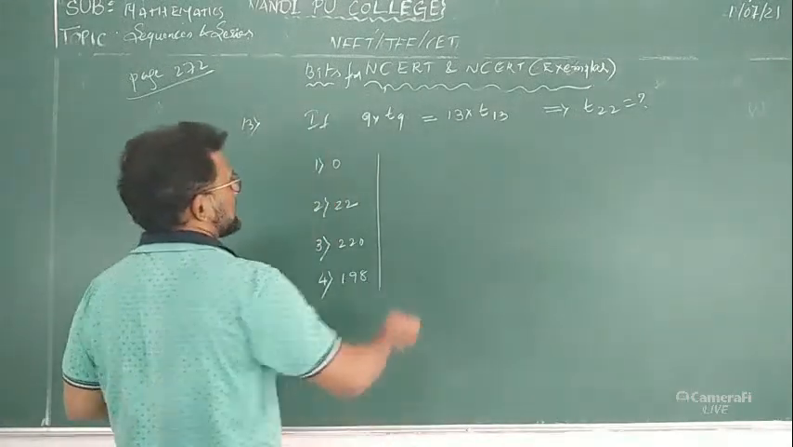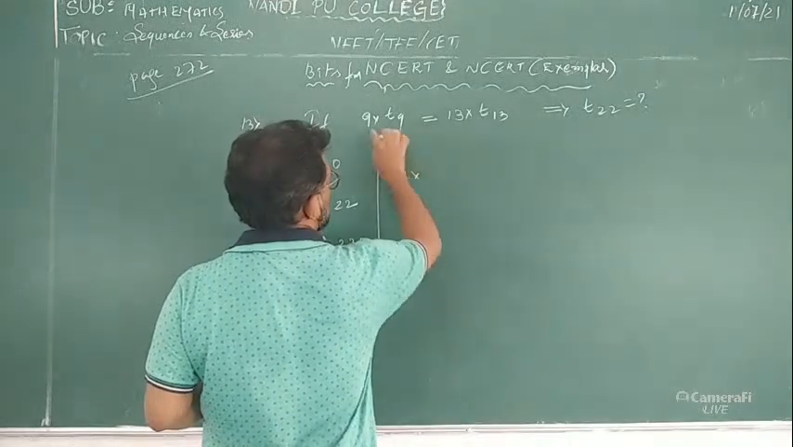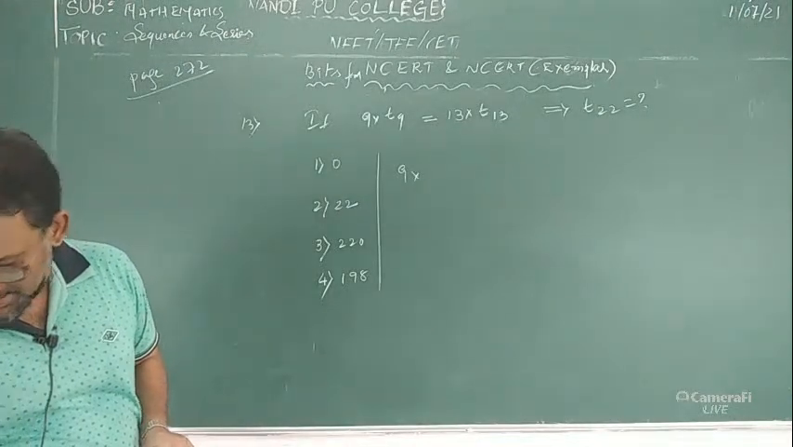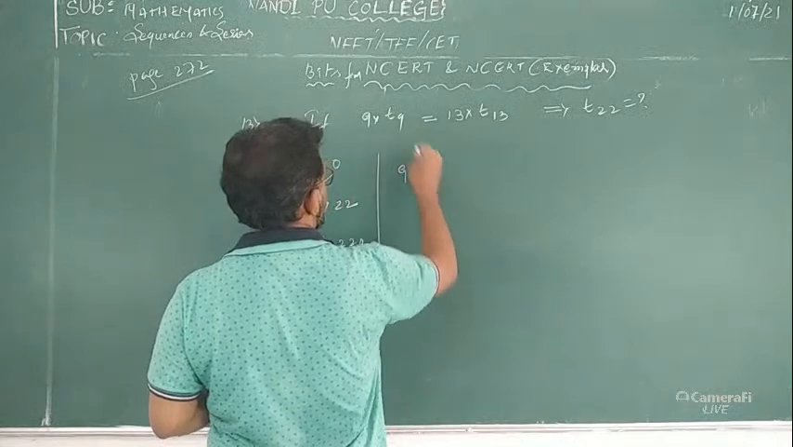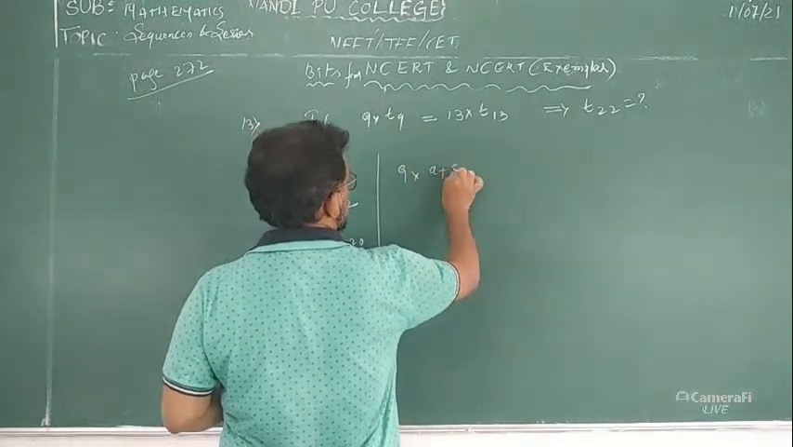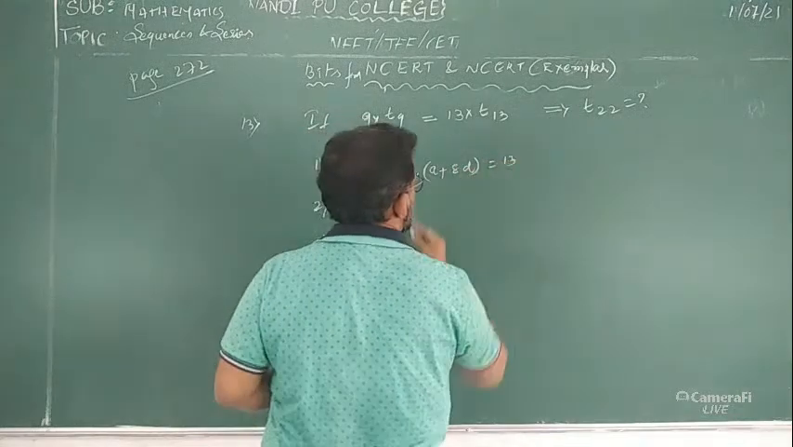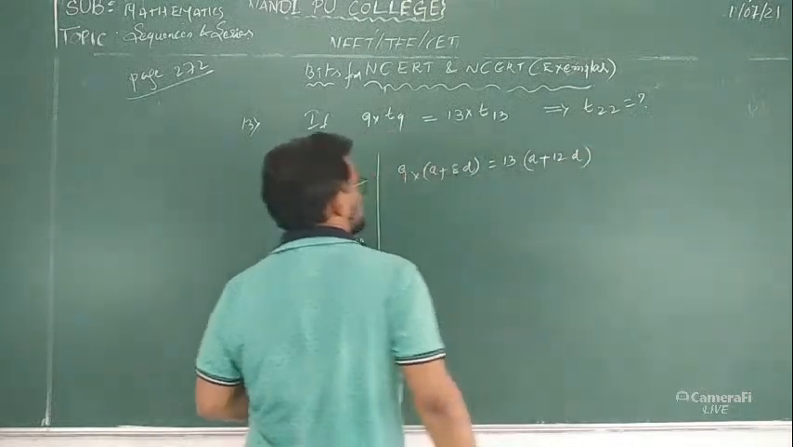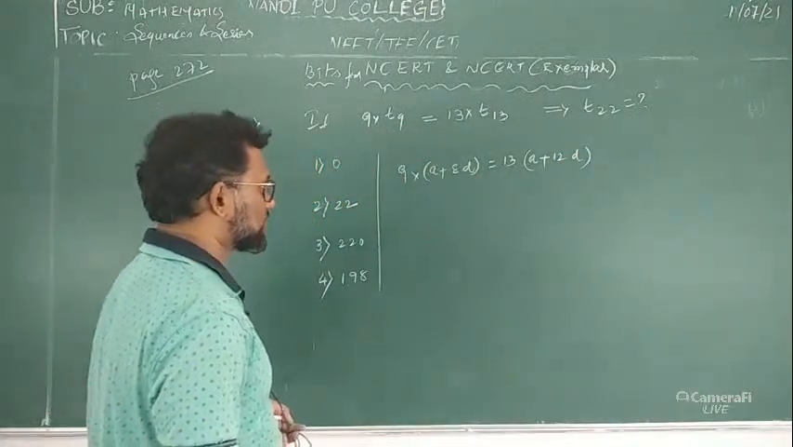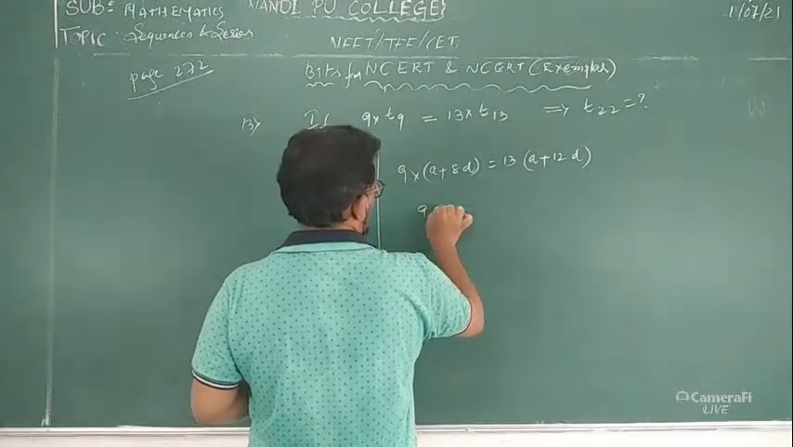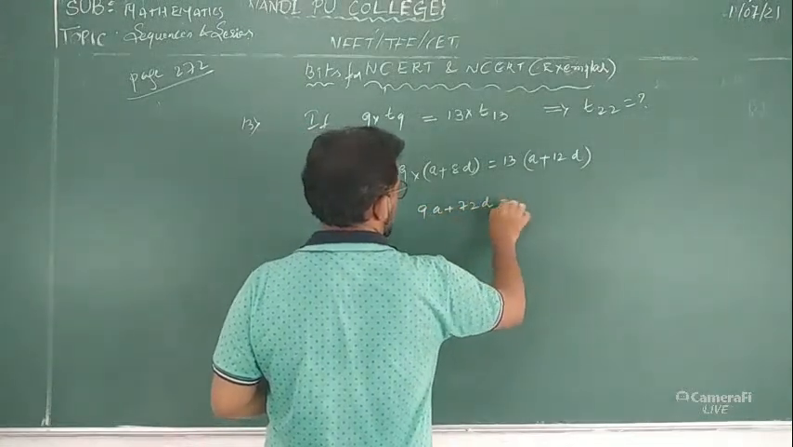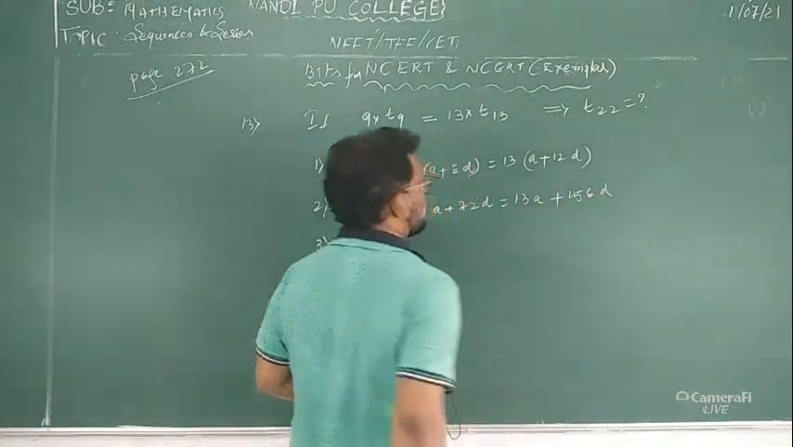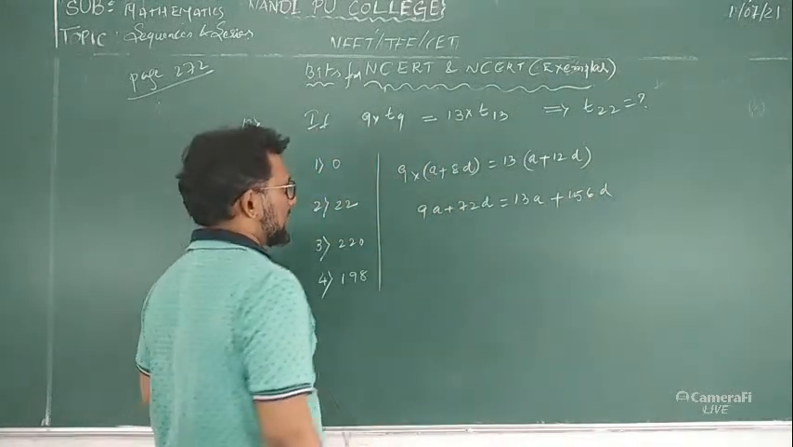Okay, the simple thing: the 9 terms in AP has been given. The 9th term in AP is A plus 8D, and the 13th is A plus 12D. So 9 into A plus 8D, 13 into A plus 12D. Done. Now 9A plus 72D, 13A plus 156D. 13 12s are 156.